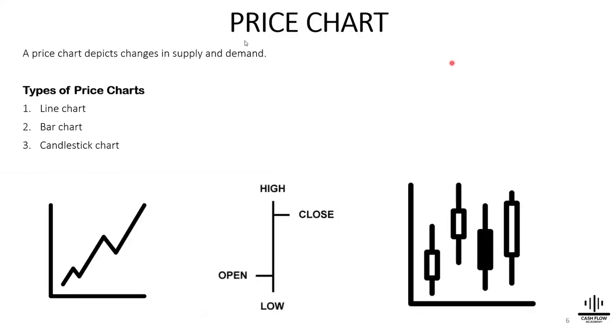So now we're going to talk about a price chart. A price chart depicts changes in supply and demand. It just shows you the price changes. And then we have three different types: the line chart, the bar chart, and the candlestick chart.